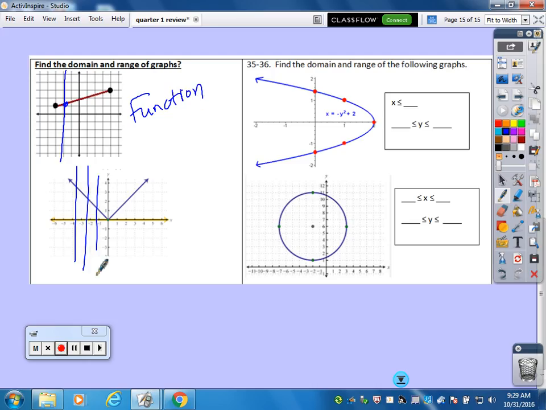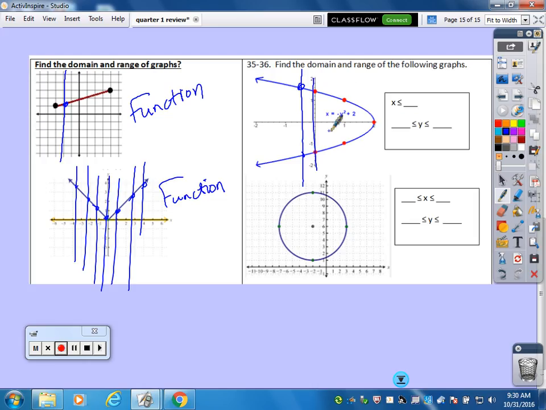I can put as many vertical lines on that as I want. I'm never going to hit that graph more than the one time, so that is still a function. Passes the vertical line test. But both of these are going to fail it. So this one overlaps here. It actually overlaps pretty much anywhere, like right here or anywhere along this line. Right here, this one also fails the vertical line test. So not a function and not a function.